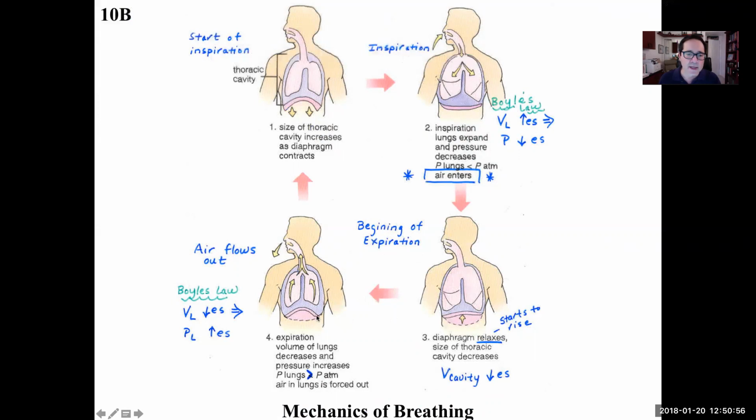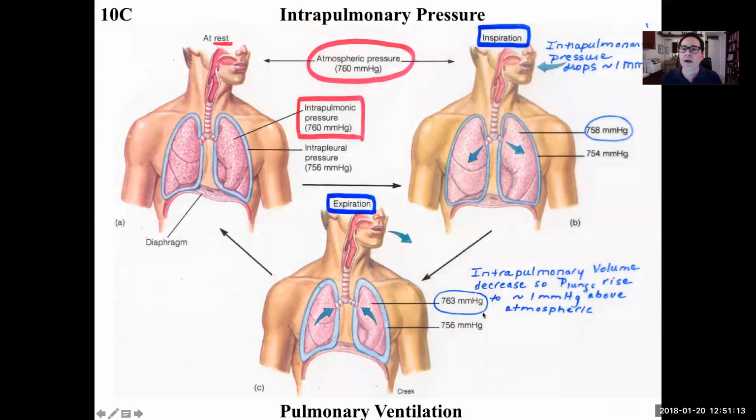In this case, on expiration, the diaphragm is going to relax and return to the dome shape, reducing the size of the cavity. The volume of the lungs then decreases, the pressure increases, and the air will now move out of the lungs. This is just showing us the same idea.